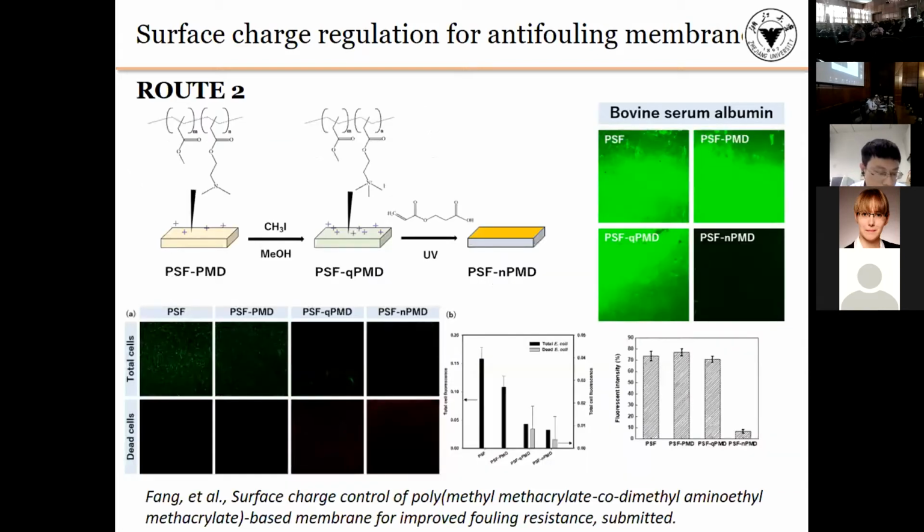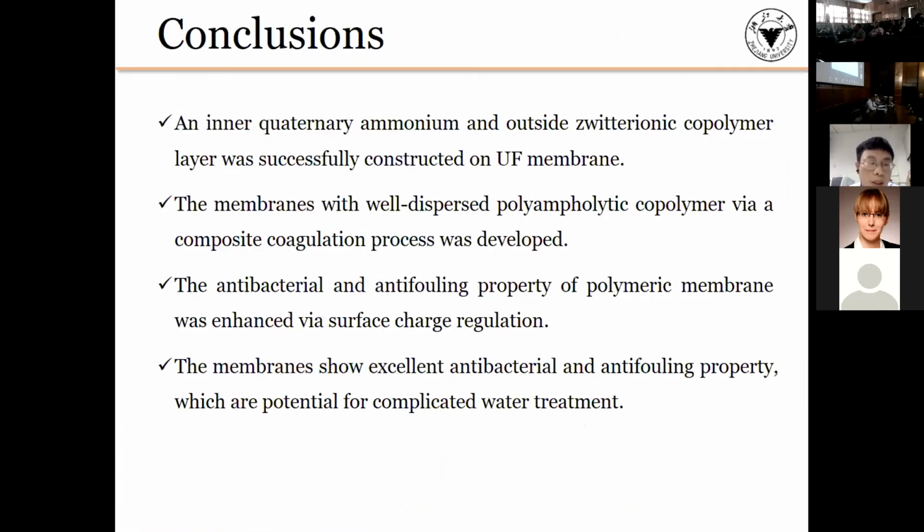So here I also introduced rule 2. We have similar strategies, but we use a positively charged surface and a negatively charged module on the membrane. Actually, we can also get very low protein adsorption and a very high bacteria killing rate.